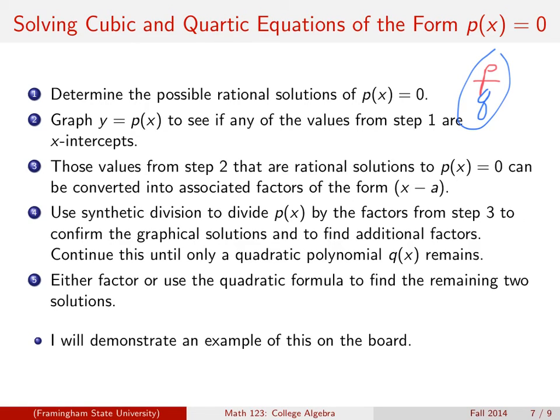So we could graph using our calculator to find a 0 or an x-intercept. Once we find a rational solution, hopefully it's an integer, once we have a 0, let's say, from the graph, then we'll have a factor, x minus a.